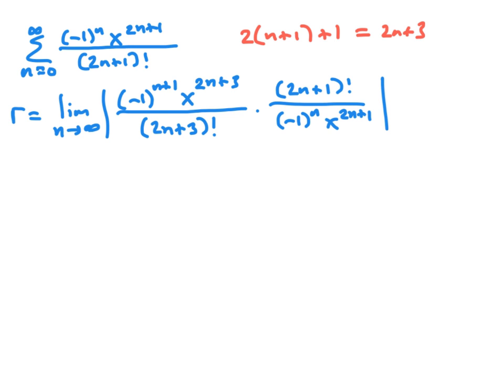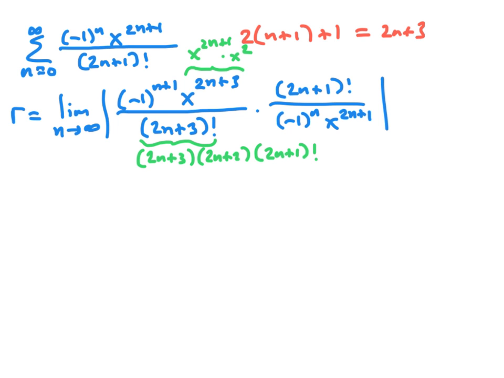We can simplify some of these terms. For example, x to the 2n plus 3 we can rewrite as x to the 2n plus 1 times x squared. And the 2n plus 3 factorial we can think of as 2n plus 3 times 2n plus 2 times 2n plus 1 factorial. And therefore we have some cancellations with the 2n plus 1 factorials and the x to the 2n plus 1 terms. And so we're left with the limit as n goes to infinity of simply the x squared.